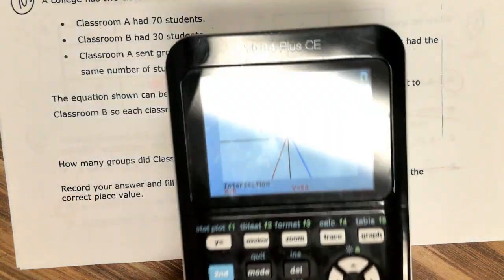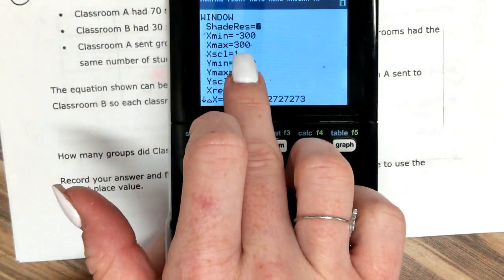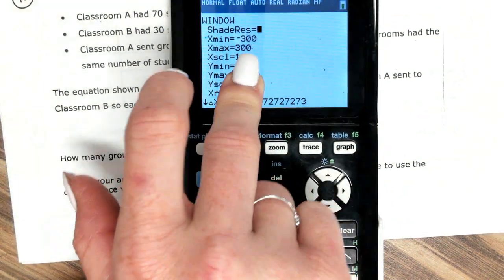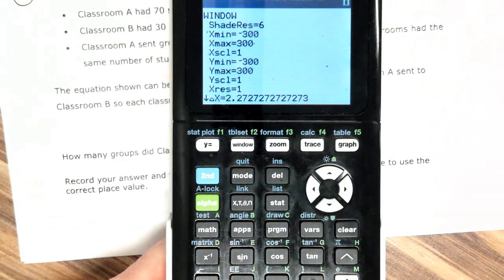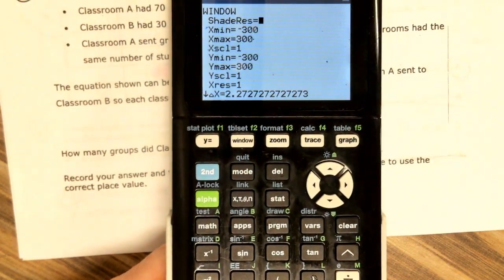Now remember that if your windows aren't set to negative 300, positive 300, or you might even need to be bigger, that you have to set them. All right, keep that with you. You can go over that at home if you'd like.